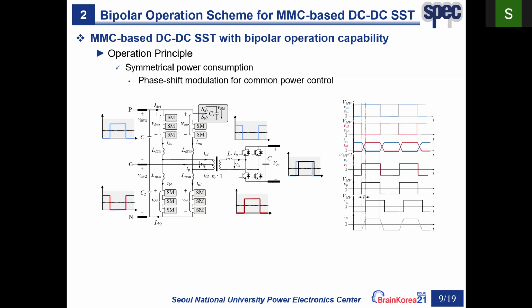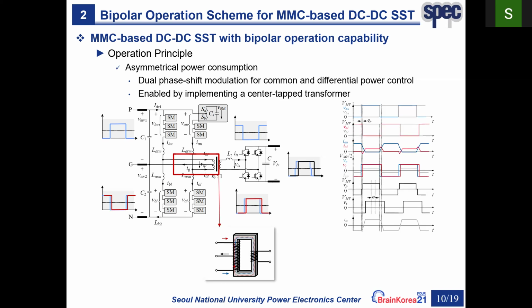A conventional operation scheme of this topology is to use the phase shift modulation, where the power transfer from the medium voltage side to the low voltage side is controlled by manipulating the phase shift angle between the AC voltages of both sides. The upper and lower arms operate symmetrically and transfer the same amount of power. However, is it possible for the two poles to transfer different amounts of power and be regulated independently?